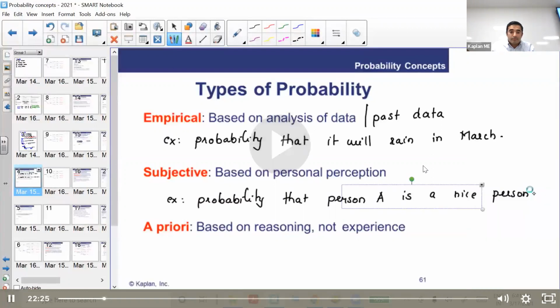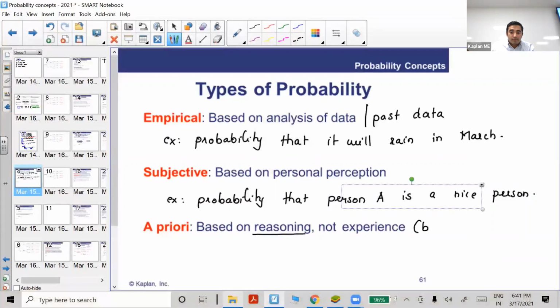Finally, we have a priori. A priori means based on reasoning, or let me say based on logic. Let me give you an example. When I toss a coin, how do you know that the probability that heads comes up is half? How do you know the probability?